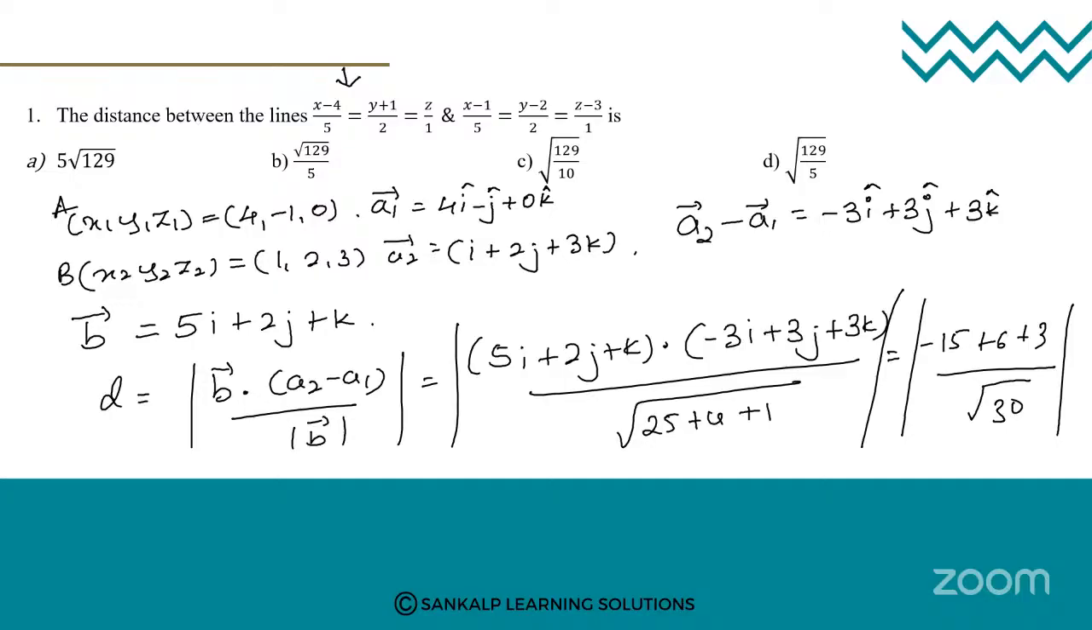Sorry. This cross product? Sorry. I'm really sorry for this. This is cross product. B cross A2 minus A1.